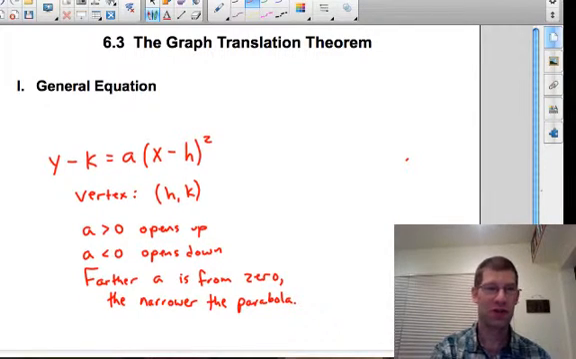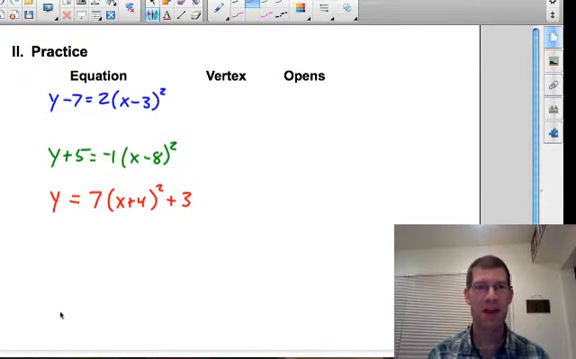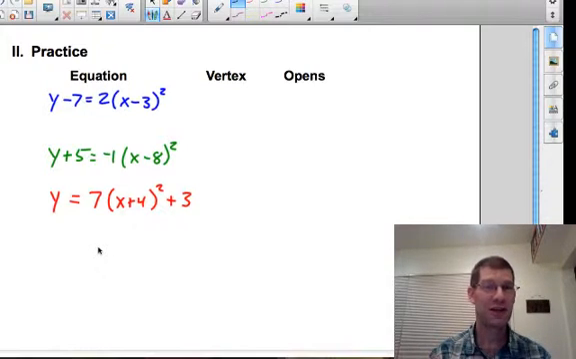So I'm going to jump over to page 2. And page 2 is really just some practice. I wanted to write out 3 different equations and then identify the vertex, and identify which way it opens. To learn that equation, because I'm going to ask you to know it from memory for the test, I would ask that you write it out as you do the homework.